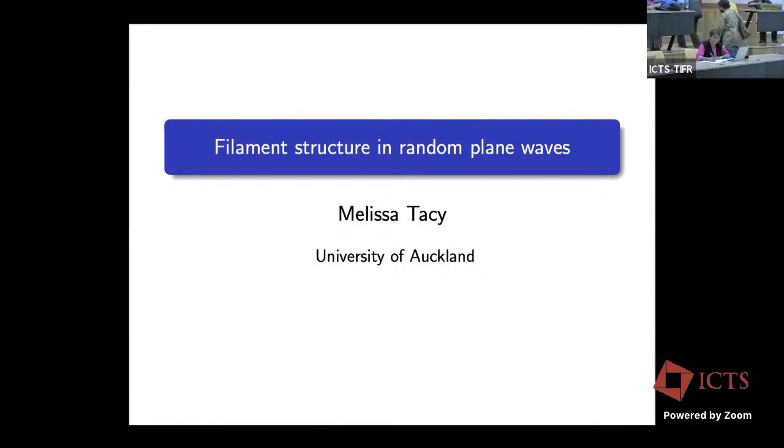Now, what I want to talk to you today about is some work I've been doing on the filament structure of random waves. Random waves came into being from a more physics perspective as a suggestion of what might be a good approximation to a quantum chaotic system.